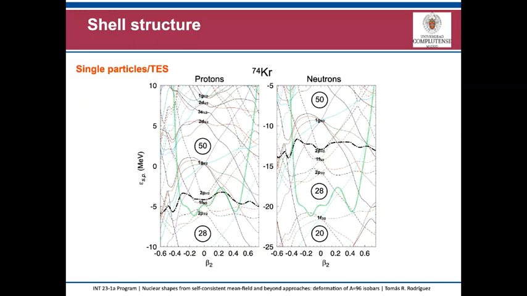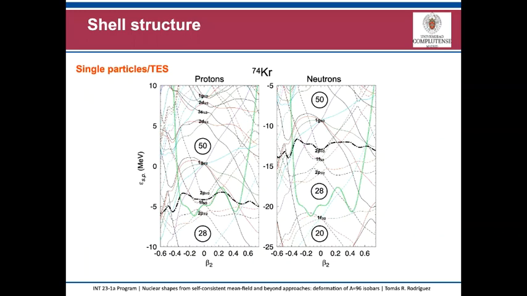So this is just to say that the shape you have in the energy surface is also related to a given underlying shell structure. They are interrelated, connected to each other. For example, in the case of lead-208, you have the minimum at the spherical point because your Fermi level is crossing the gap of 82 protons and 126 neutrons. And that's why you have this minimum at the spherical point.